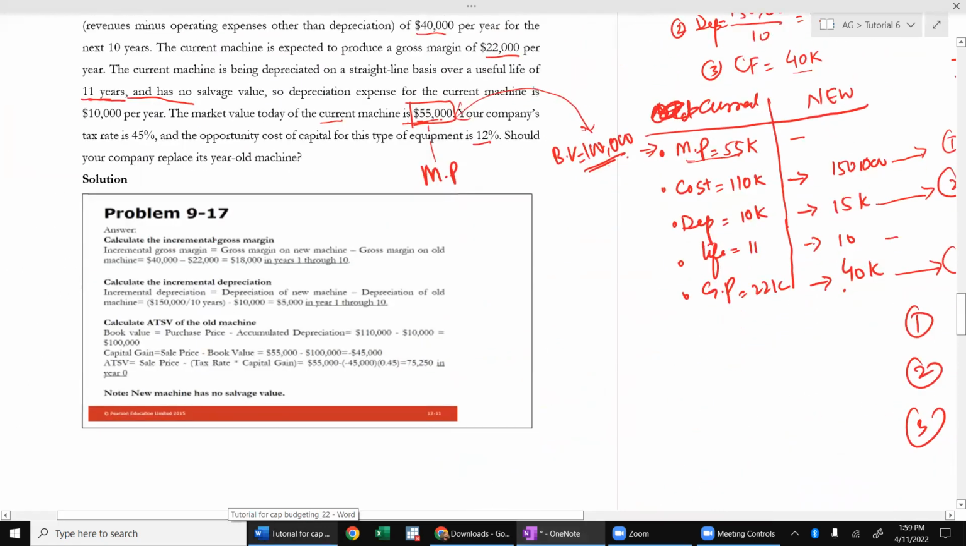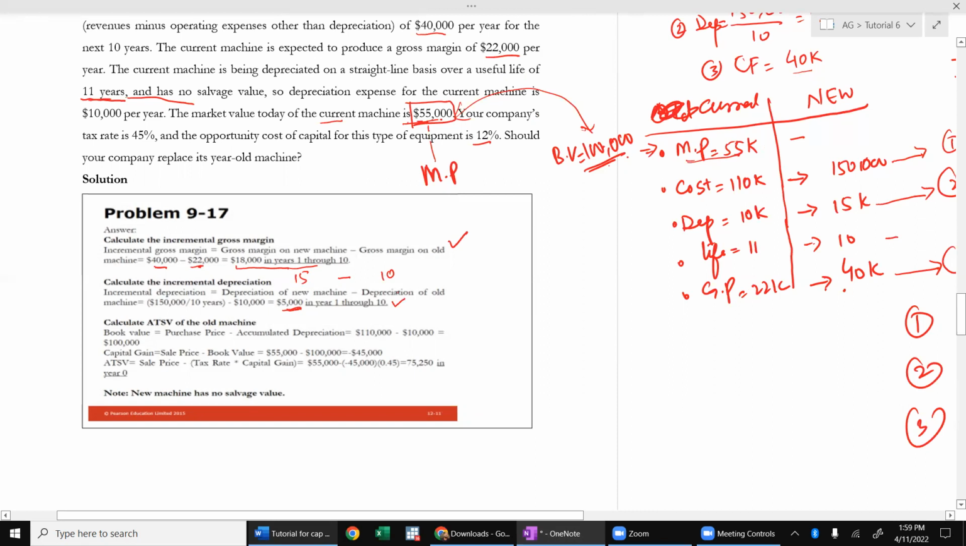So calculate the incremental gross profit margin. It is equal to 40,000 for the new machine, 22,000 for the old machine. So 18,000 we will get extra if we buy a new machine. This is the incremental gross profit. How about the incremental depreciation? 15,000 is the depreciation of the new one. 10,000 is the depreciation of the old one. The difference is equal to 5,000. So this is the incremental depreciation.